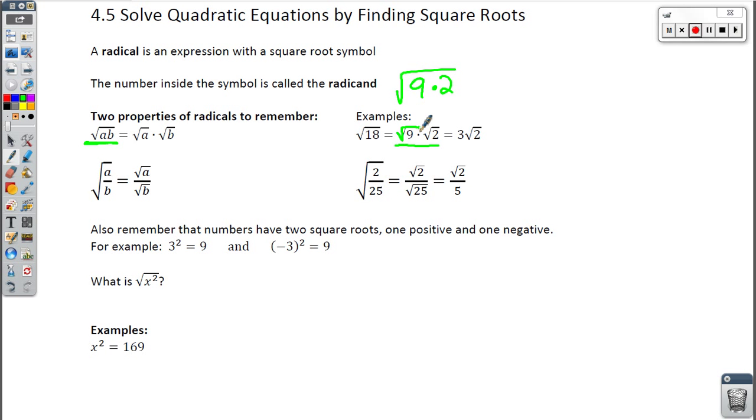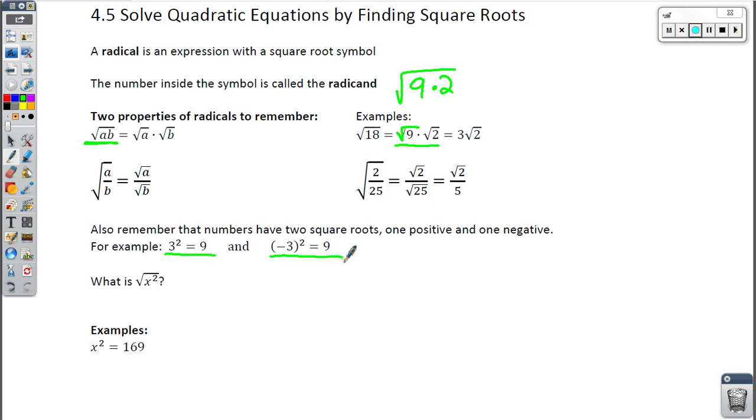One more thing I want to remind you of is that numbers have two square roots. So if we look at a number like 9, there are two square roots of 9. One square root is positive and one is negative. So the reason is that 3 squared is 9, but also negative 3 squared is 9 as well. So that's negative 3 times negative 3. Negative times a negative is a positive.